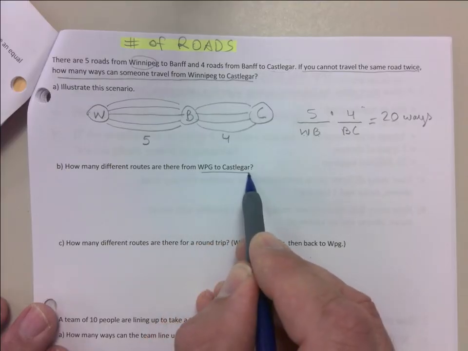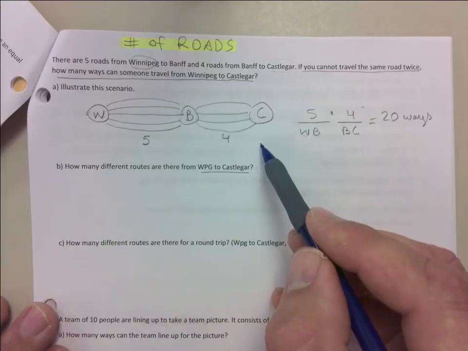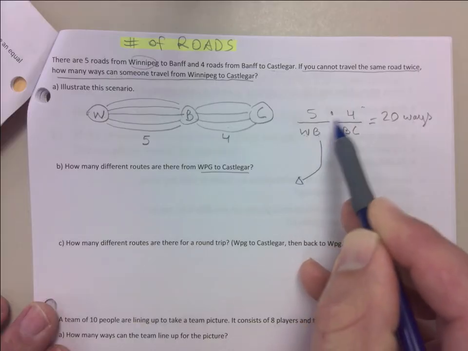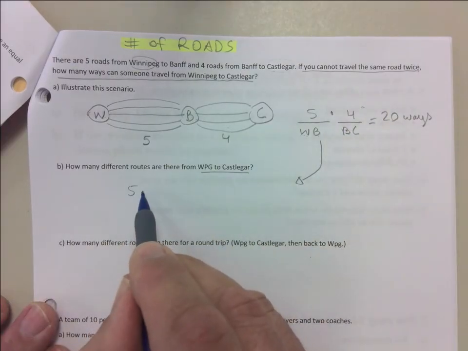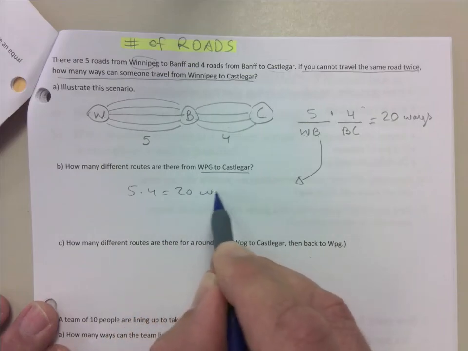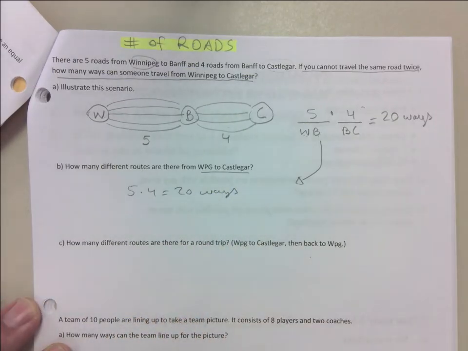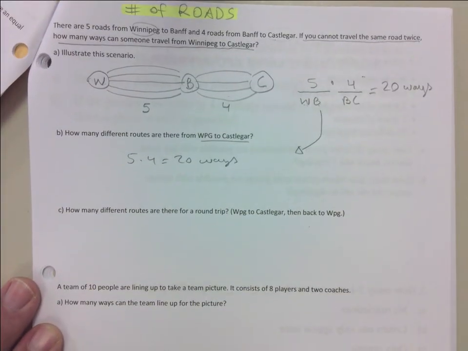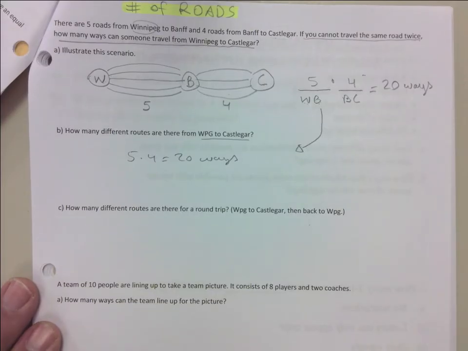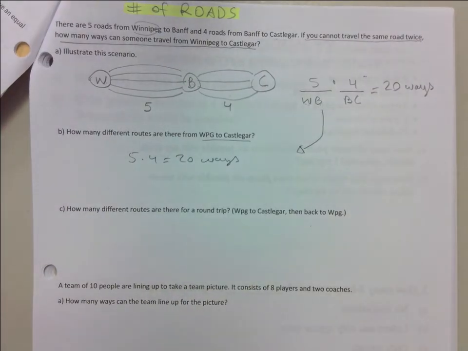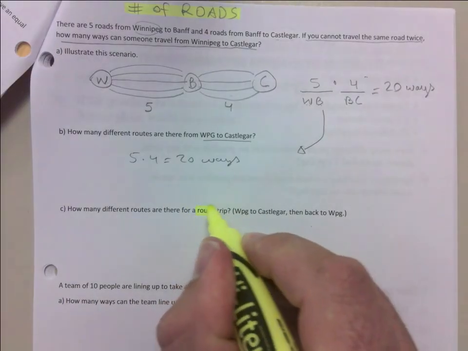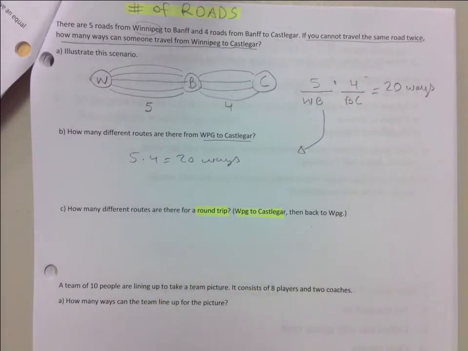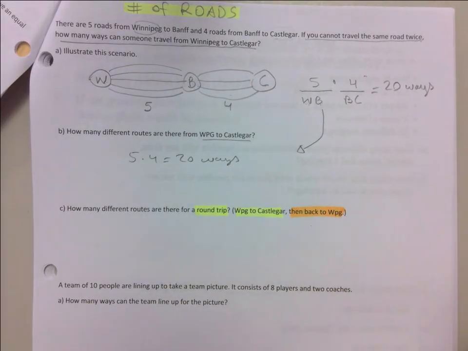We just did this. Sorry, guys. This whole thing illustrates that. Technically, the math I did here is 5 times 4, which is 20 ways. Not too bad. You don't have to worry about not taking the same road more than once in this case. But what about if it says a round trip? A round trip. So you're going from Winnipeg to Castlegar, and then you're going back to Winnipeg.